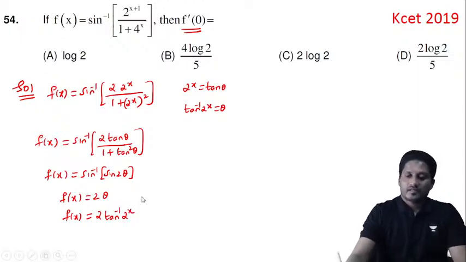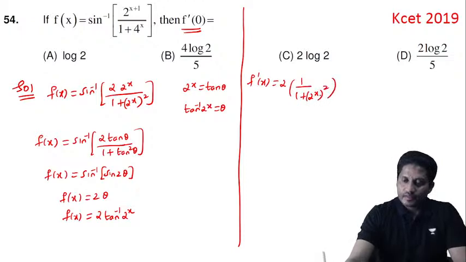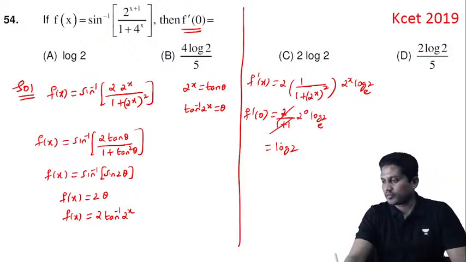This is f of x. Now if I take f dash of x, it is equal to 2 times 1 by 1 plus 2 power x the whole square. Let me keep this in a bracket, otherwise it looks like 21. 2 into 1 by 1 plus 2 power x the whole square. Differentiation of 2 power x is 2 power x into log 2 to the base e, right? F dash of 0 is equal to 2 divided by 1 plus 2 power 0, which is 1, again 2 power 0 into log 2. 2 by 2 will cancel, 2 power 0 is 1. You will get only log 2. Question 54 is option A.